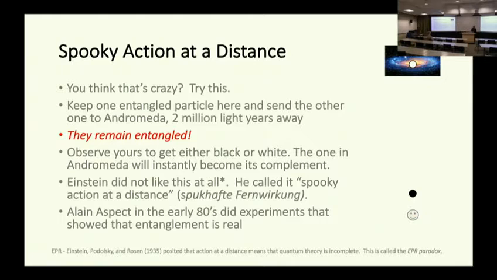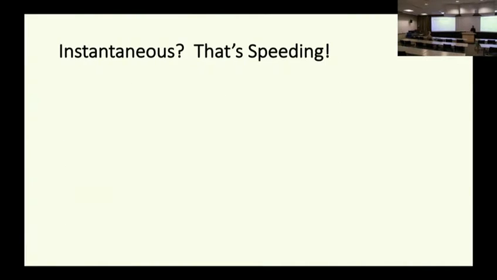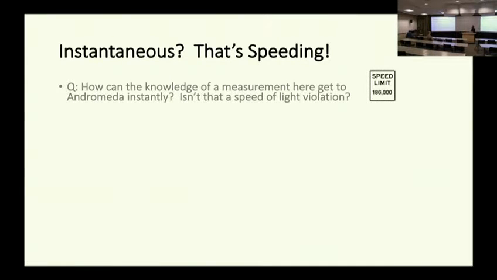In the early 80s, Alain Aspect, a French physicist, did the experiment and actually showed that quantum entanglement is real, it's not just a concept. So you say instantaneously. Well, how is the knowledge of measurement getting from here to there instantly? Doesn't that violate the speed of light? And the answer is it certainly seems to, but it's not a violation.